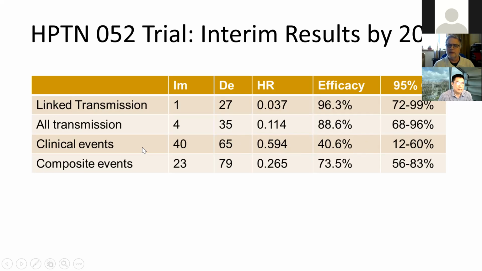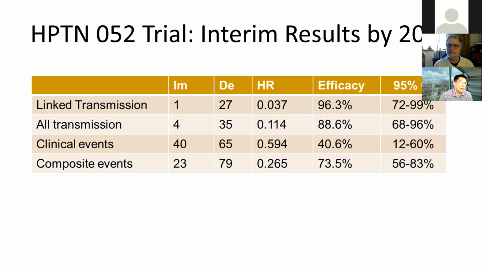This basically means that one index partner in the immediate arm taking drugs is not only going to benefit the HIV negative participants in terms of the prevention endpoint, but is also beneficial to the HIV infected partners in terms of the therapeutic endpoint. We also looked at the so-called composite events, the serious clinical events that would happen to the HIV positive partner plus the transmission event.